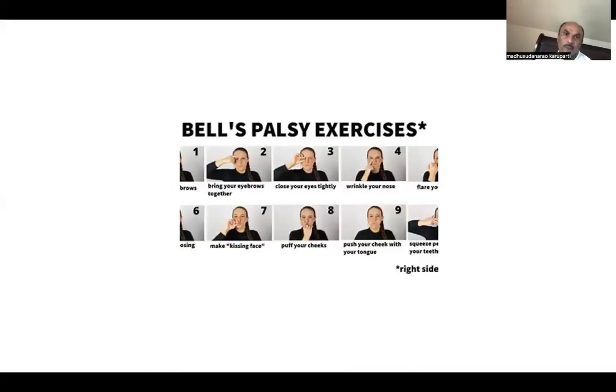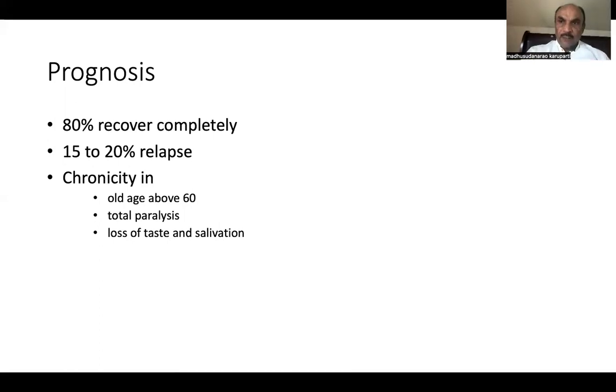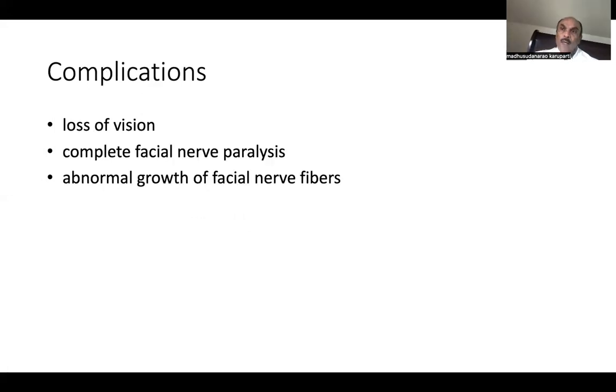Well, these are certain other slides which show Bell's palsy and exercises. Then coming to the prognosis. As I told you earlier, Bell's palsy patients recover completely to the extent of 80%. The relapse could occur in 15 to 20%. Chronicity occurs in old patients more than 60 years, when there is a total facial palsy, and when the patient presents with loss of taste and salivation; these patients suffer with chronic paralysis, weakness of the muscles. Complications include loss of vision, complete facial paralysis, and abnormal growth of the facial nerve fibers.